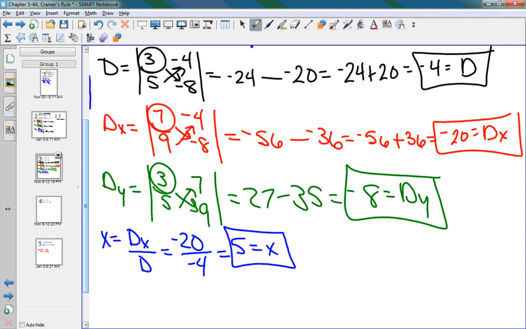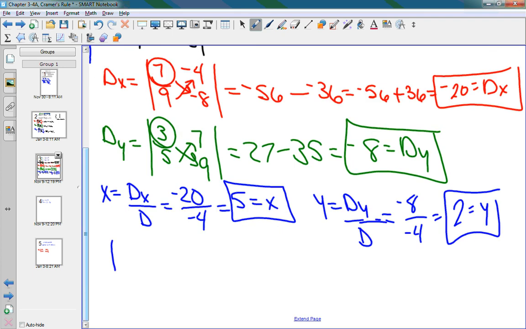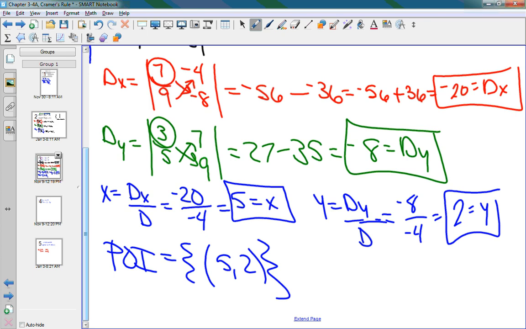How do I find my y-coordinate? Well, y is going to be dy over d. dy is going to be -8. d is -4. And what does that give you? +2 as my y. So what's my POI, folks? My POI is going to be the set containing the point 5, 2. Easy, hard? A lot of writing, right? A lot of plugging and chugging, but is it a lot of hard brain work? Not really.